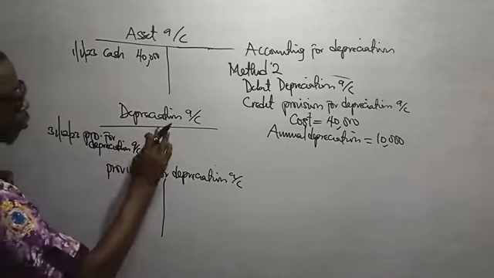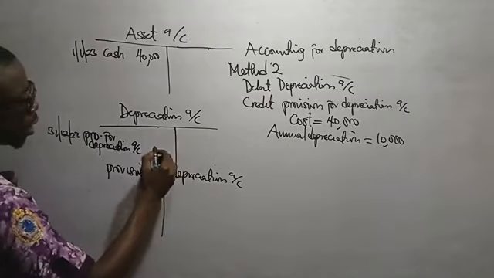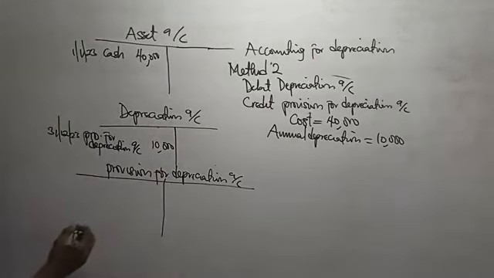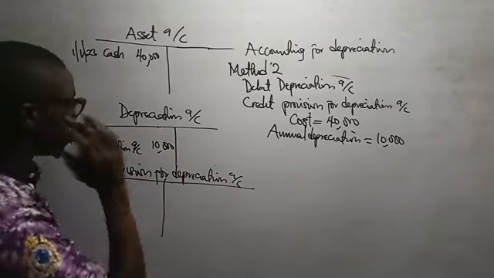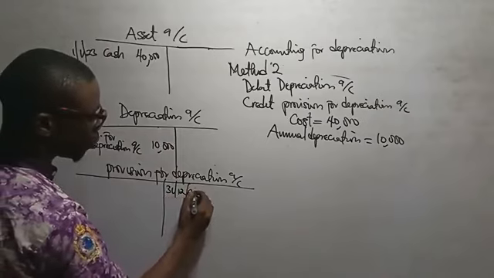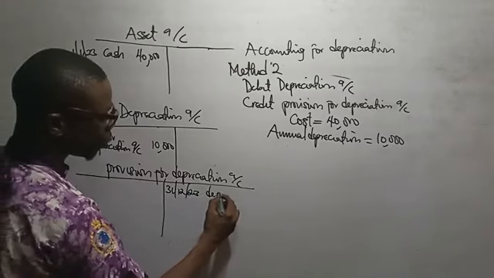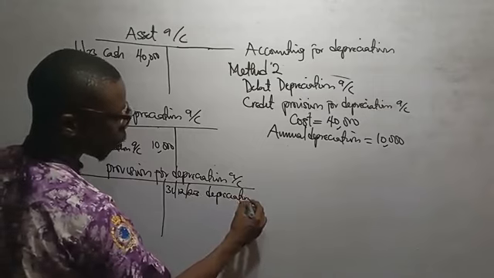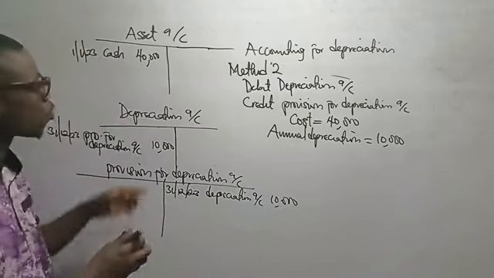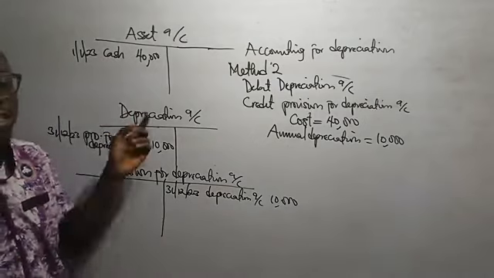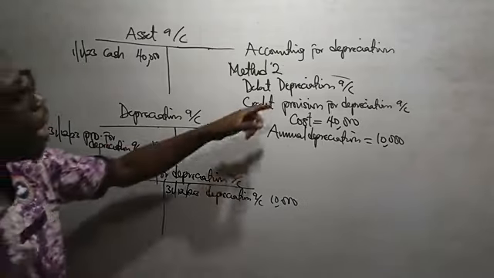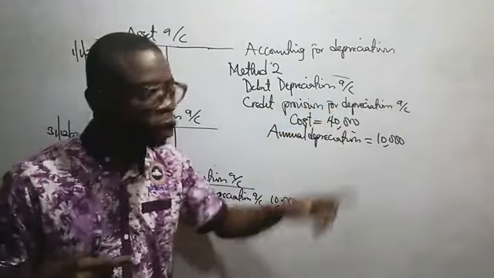How much is it? 10,000. Now look at it. He said you should credit provision for depreciation, 31st December 2023. You have depreciation taken to the depreciation account. How much is it? 10,000. That means you can see that the cost of the asset is retained. At any point in time, you can determine the cost of the asset. As the asset is depreciating, it will only be affecting the depreciation account and the provision for depreciation account.